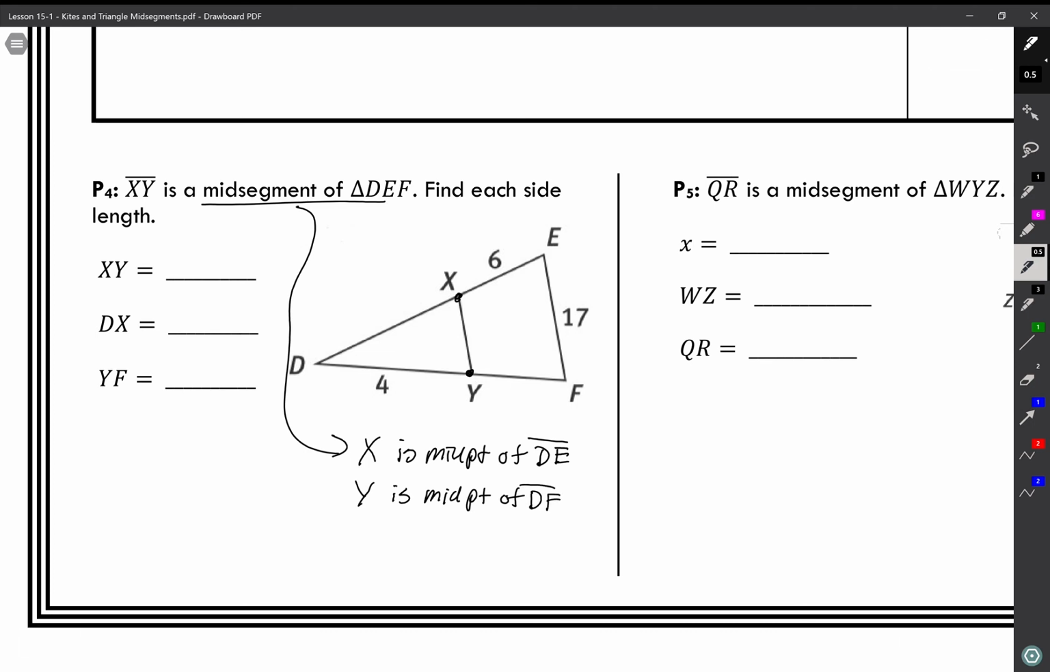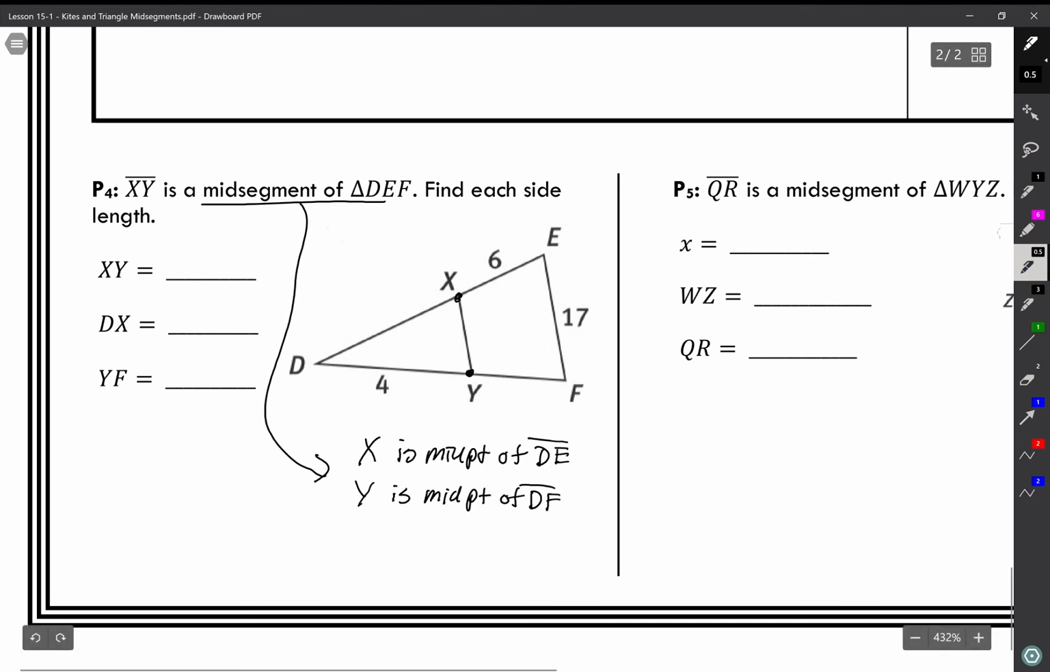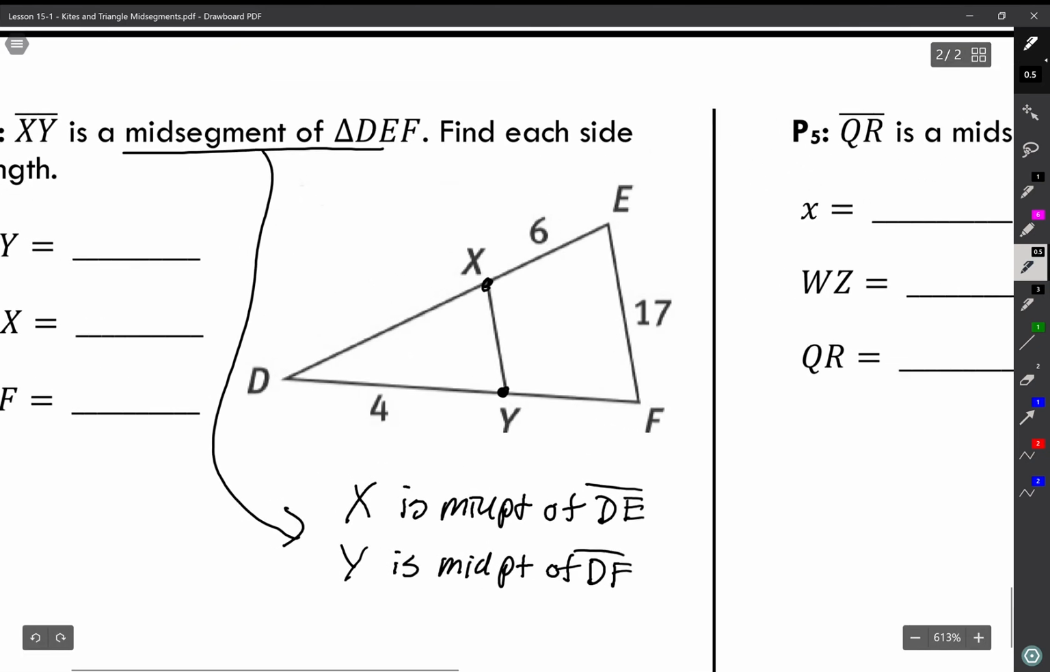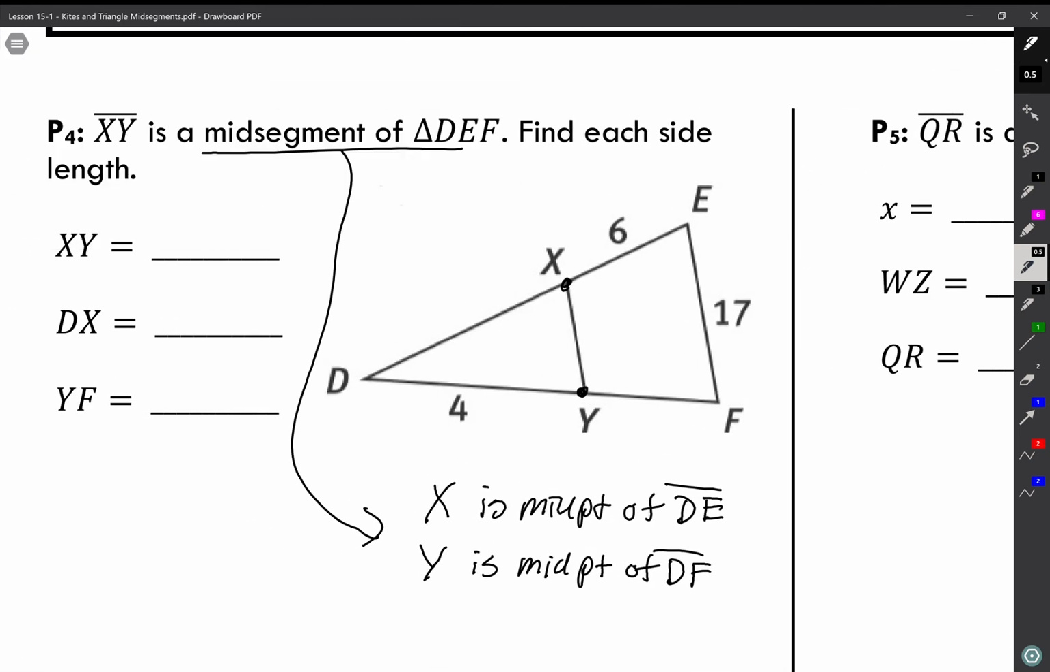All right, so what we want to do is find XY. XY is that midsegment, right? So the length of XY, by our triangle midsegment theorem, is going to be half of this third side EF. So it's going to be 17 divided by 2, which is going to give me 8.5. So XY is just 8.5, just dividing that by 2.